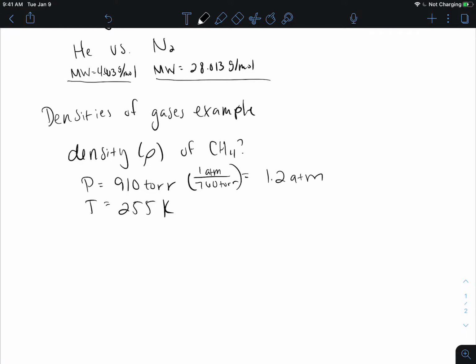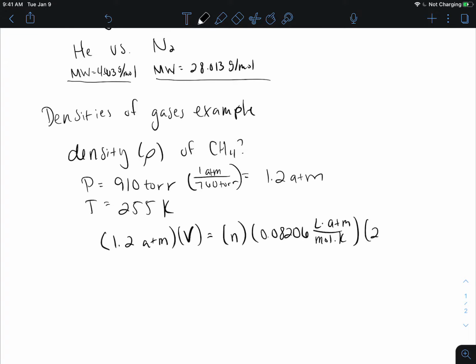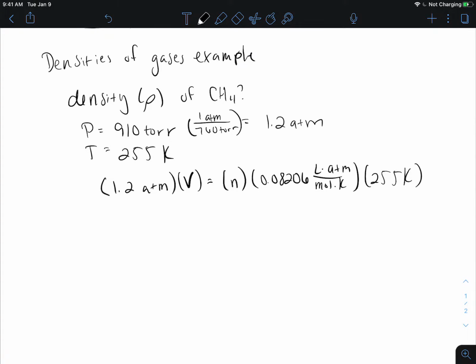And then we're going to basically put all this into PV equals nRT. So our pressure, 1.2 atmospheres. We're trying to find density, so we don't know volume or moles yet, and that's okay. So leave those be for the moment, but we solve for everything else. What we want to solve for here are moles over volume, because that's going to get us to some amount per volume. And when we solve for that, we get 0.05722 moles per liter.